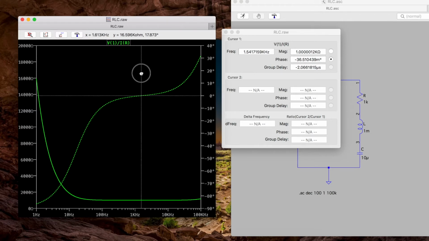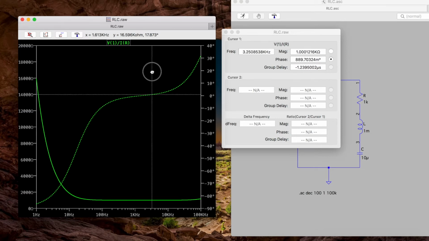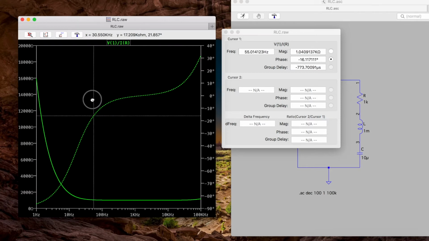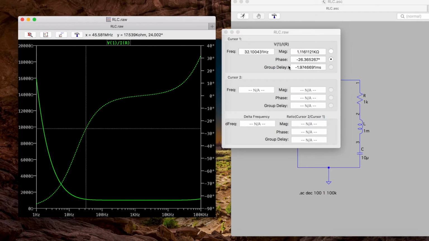Now if we go on the right of this resonance frequency, the phase is positive, so we have an inductive behavior. And if we go on the left, the phase is negative, and we have a capacitive behavior.